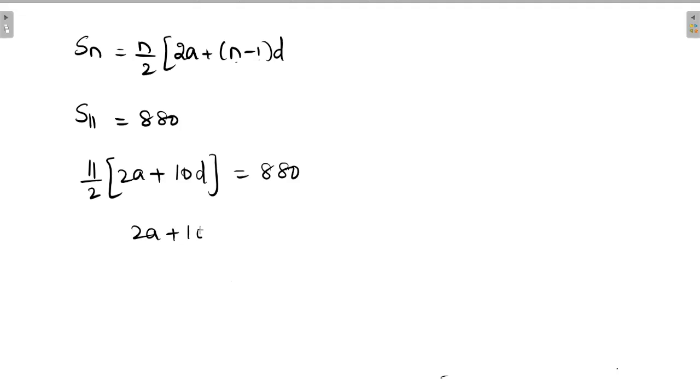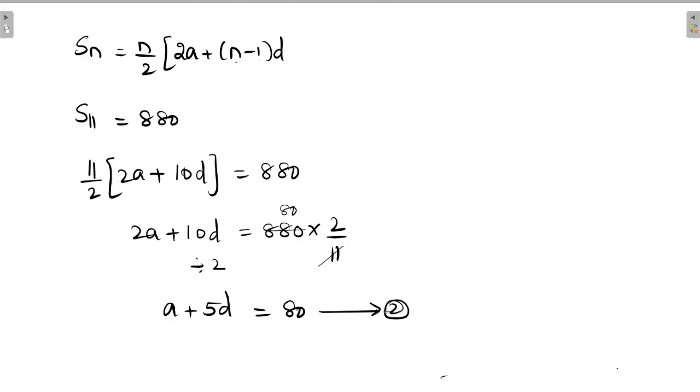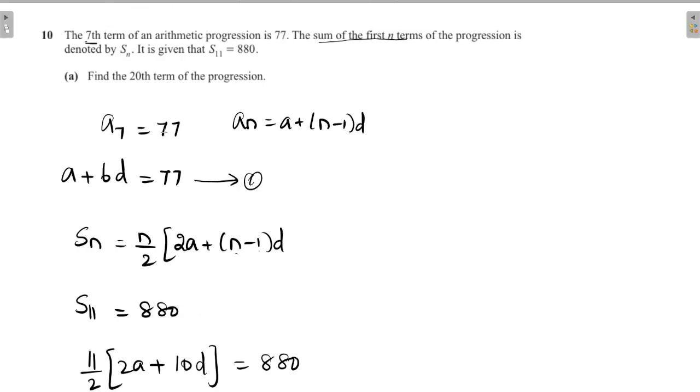2a plus 10d is equal to 880 times 2 by 11. We can simplify here. This is going to be 80. Now we can divide the equation throughout by 2. So a plus 5d is equal to 80. This is equation number 2. Let's solve 1 and 2 to find the values of a and d. We have to find the 20th term, A20, so A20 is equal to a plus 19d. This we have to find.